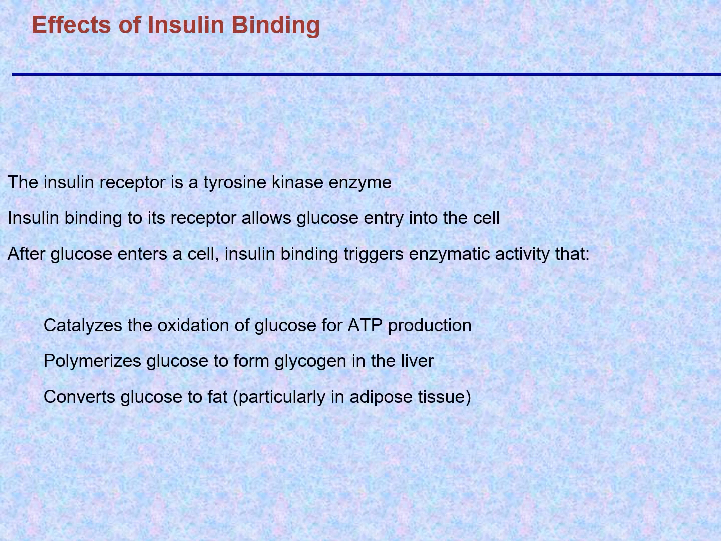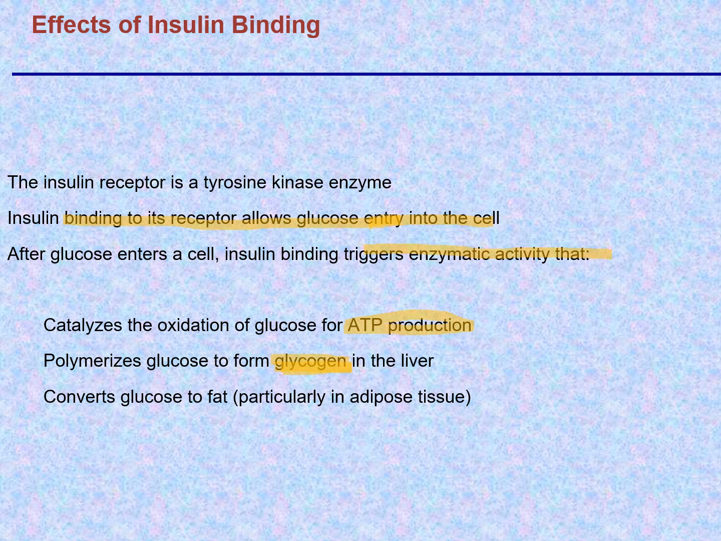This is essentially what I said. It binds to the receptor in the cell, allowing glucose to enter into a cell. And then once it's in, it will upregulate or trigger enzymatic activity that results in the breakdown of glucose for energy production. It will also increase the formation of glycogen in the liver if you have enough glucose, so it stores away excess glucose in the form of glycogen.